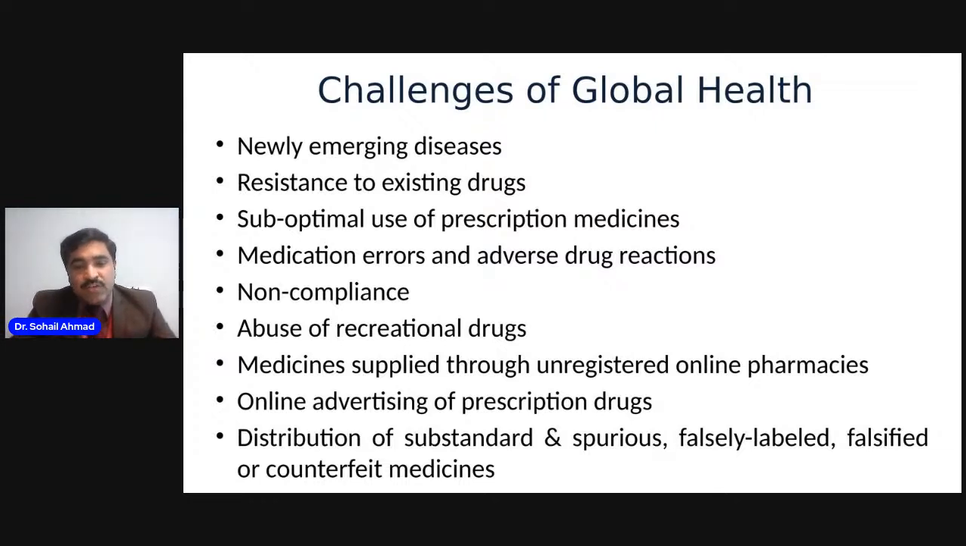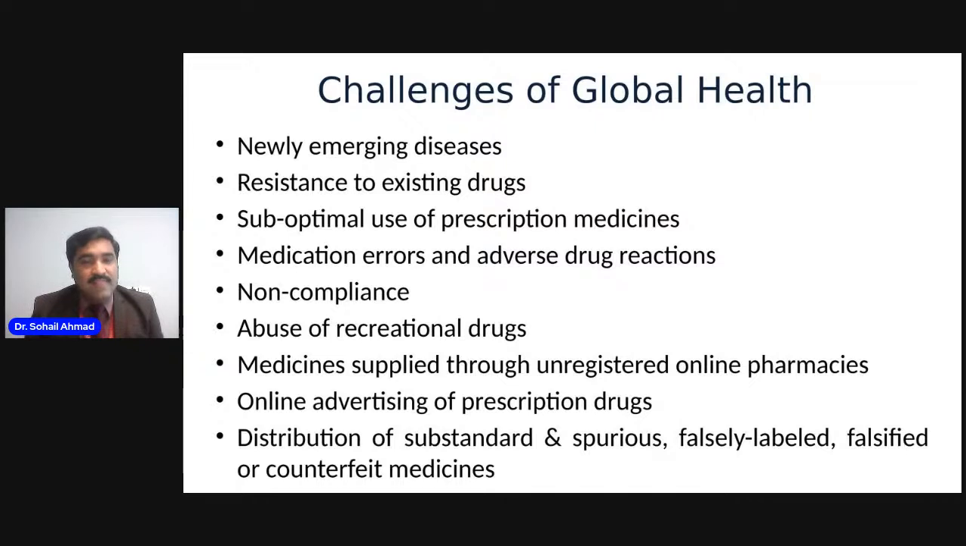Abuse of recreational drugs, the use of psychoactive drugs to induce an altered state of consciousness, is another challenge that we are facing. And then the last three challenges are sort of interconnected, where medicines are supplied through unregistered online pharmacies, online advertisement of prescription drugs, and distribution of substandard, spurious, falsified or counterfeit medicines.